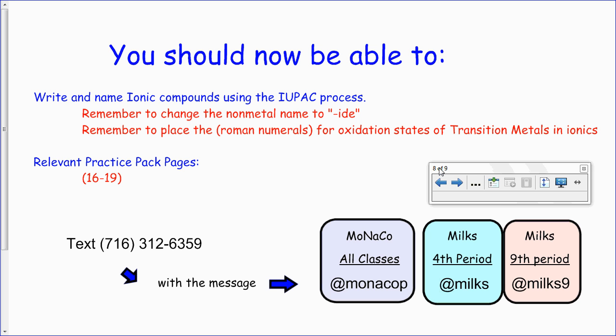Writing and naming the ionic compounds using the IUPAC process is not easy. You got to remember to change the nonmetal name to -ide and place Roman numerals for oxidation states of transition metals in those ionics. And I guess the other thing you got to know is that all compounds must be neutral, not have an ionic charge. So relevant practice pack pages, there's about 4 or 5 practice pack pages in our unit kit. So this stuff is important.